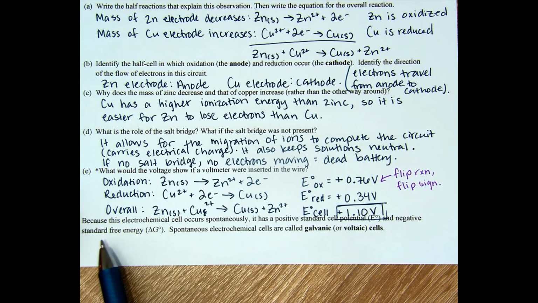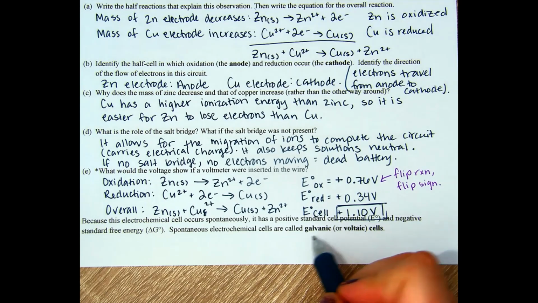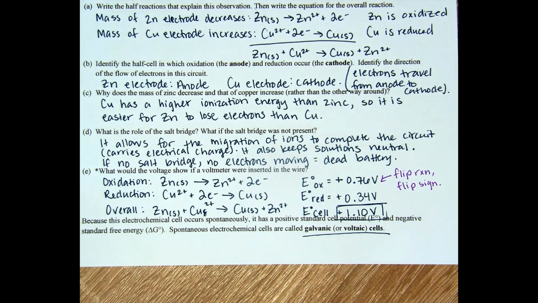Now, because these electrochemical cells occur spontaneously, they have a positive standard cell potential, E naught, which is what we just calculated here, and negative standard free energy. Because remember, when something is spontaneous, it has a negative delta G. Spontaneous electrochemical cells are called galvanic or voltaic cells. So these produce energy, they are spontaneous, they don't require energy input.